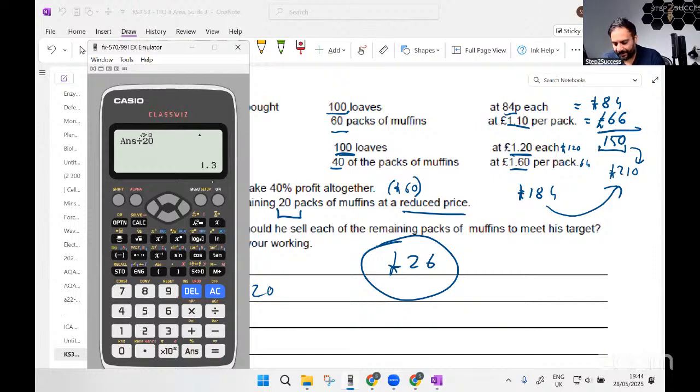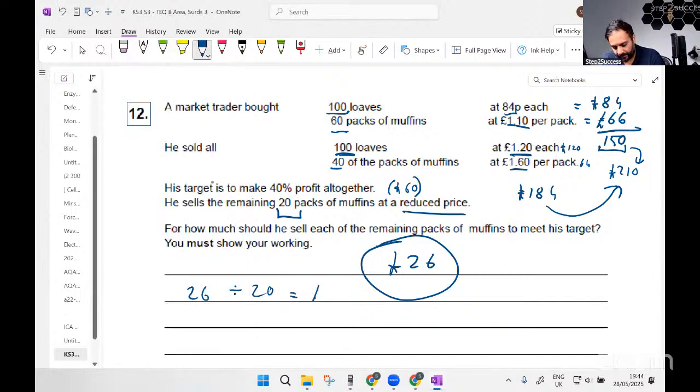And we just need to sell them for £1.30 per pack, because then we will meet our target. If we sell them for £1.30, we'll make another £26. £26 on top of the 184 that we've already sold everything for makes £210, which is £60 more than what we spent, which is a 40% profit altogether.